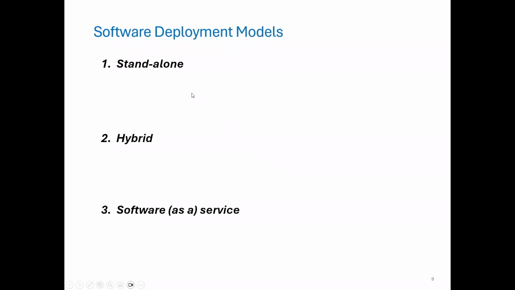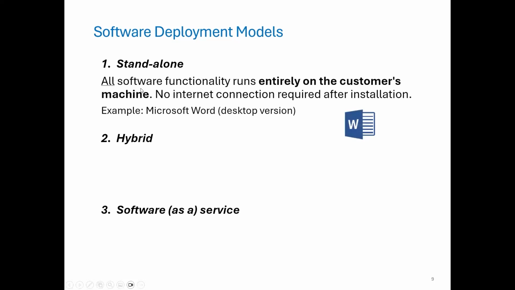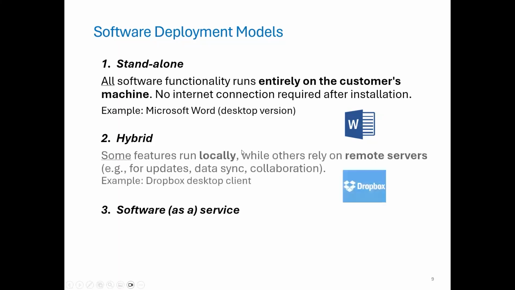Software deployment models. We have three different models: standalone, hybrid, and software as a service. Let's review each of those separately. What is the standalone software deployment model? In this case, all software functionality runs entirely on the customer's machine. There's no internet connection required after installation, like the desktop version of Microsoft Word. Once you install the application on the computer, you can use it at any time, and it doesn't need to be connected to the internet.